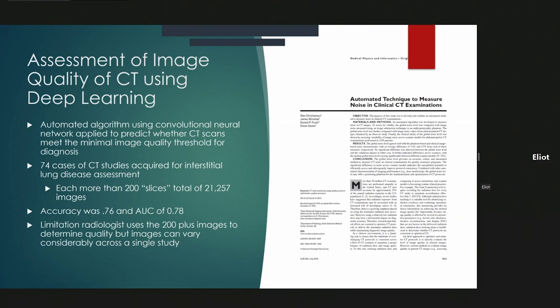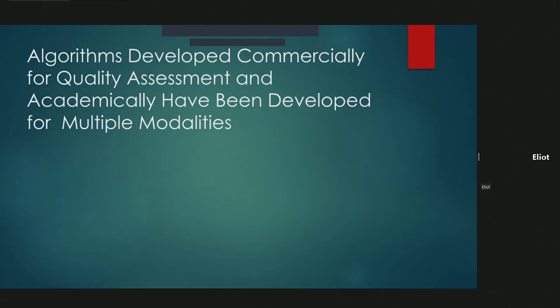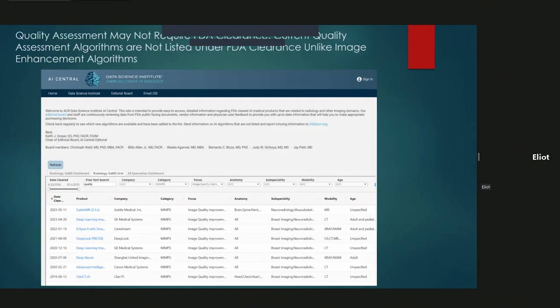The whole idea of being able to assess quality of imaging has been developed in other modalities other than CT. This is a list from the FDA of approved algorithms that's on the ACR site from the ACR Data Science Institute. If you do a search by quality, what you find are algorithms that are taking a data set and improving the quality of the image, but not really assessment. So it's questionable, and it may be that algorithms that actually determine quality may not need to be FDA cleared, but there are very few instances out there.